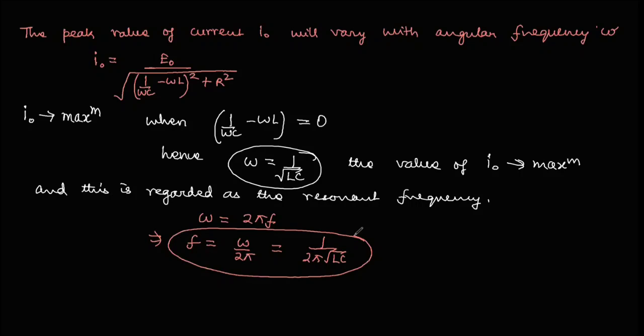So in the next session, we will begin with the study of the variation of I with omega, and we will try to analyze the peak of the graph.